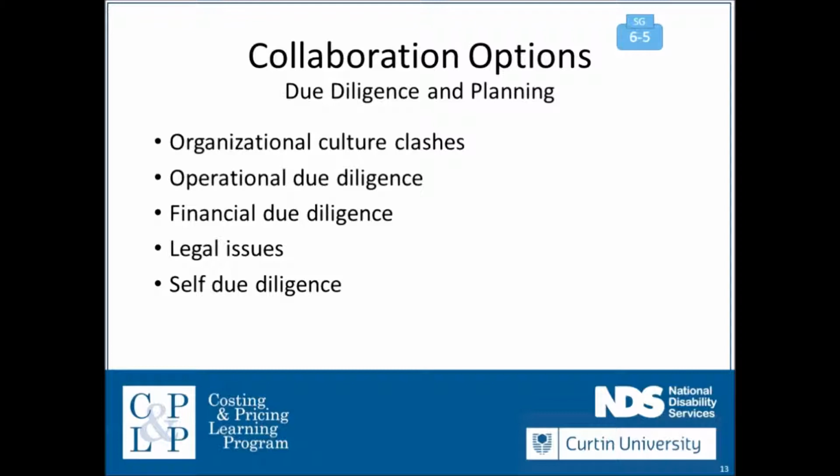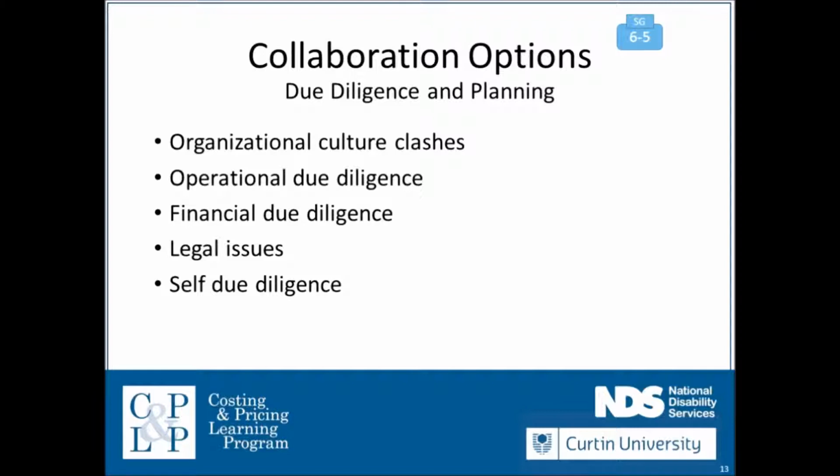diligence. And due diligence is, of course, that process that's used to help you to understand how the organisation that you're targeting operates and whether or not there are going to be things like organisational culture clashes, operational issues that are associated with the way they might do business or the way you might, any financial issues, legal issues, or even service delivery risks that might be very important.